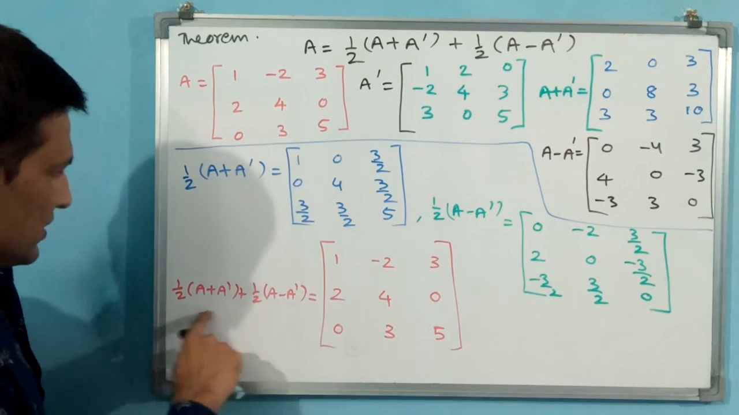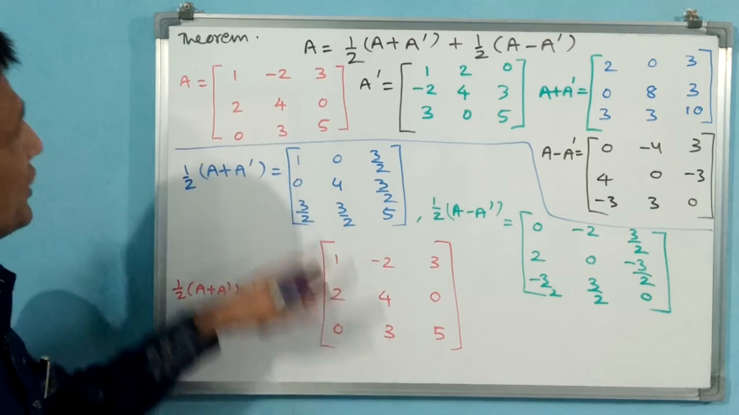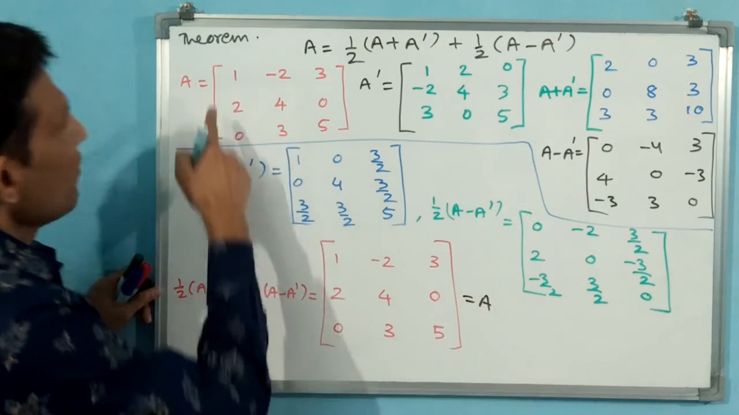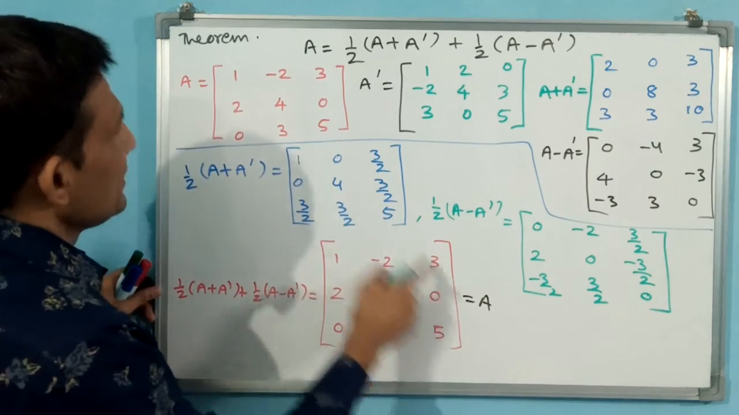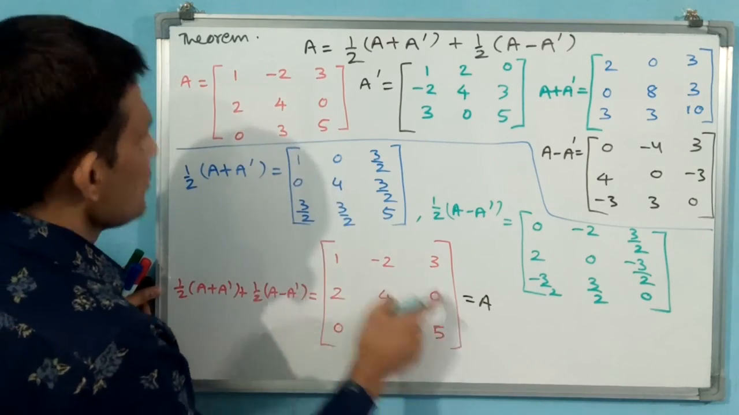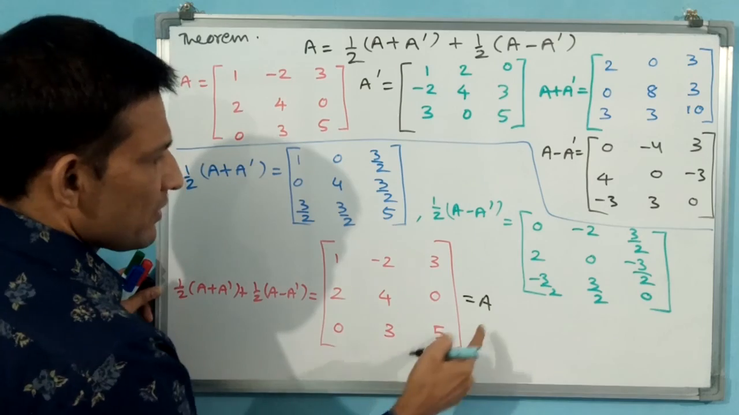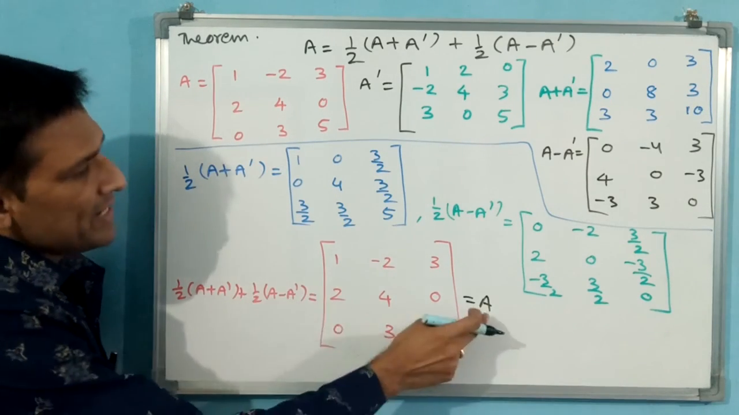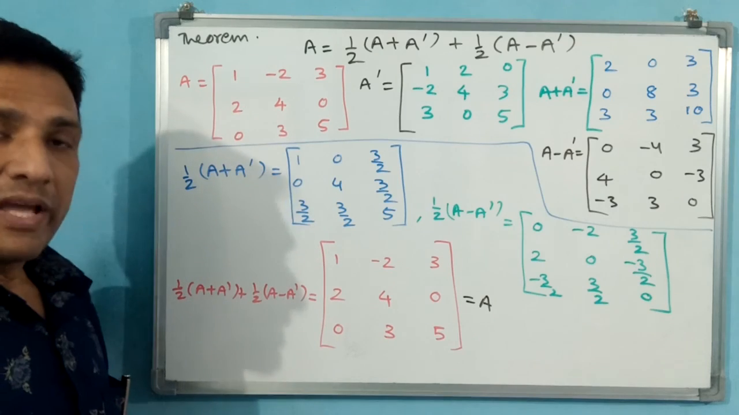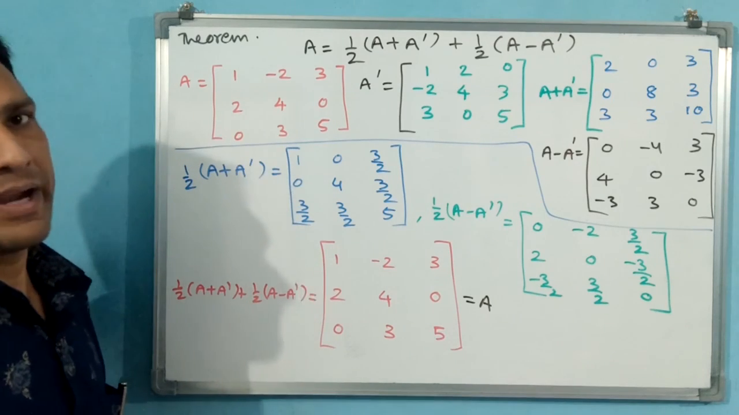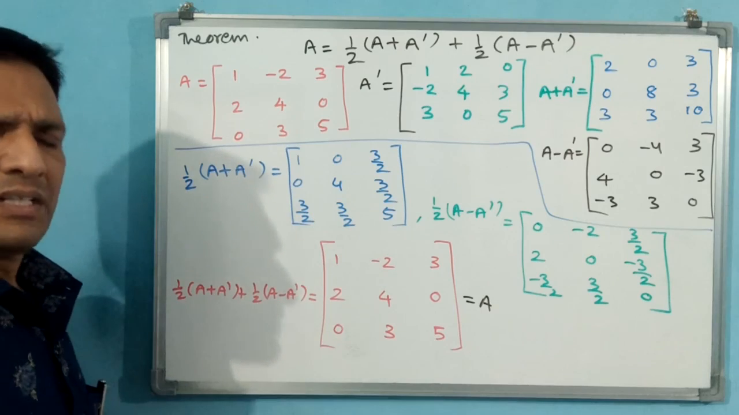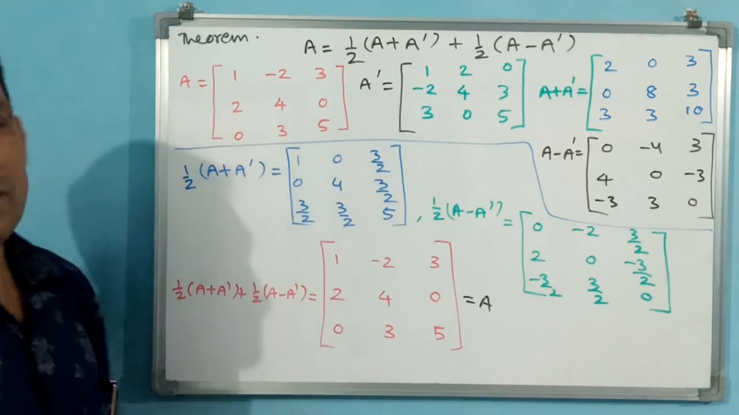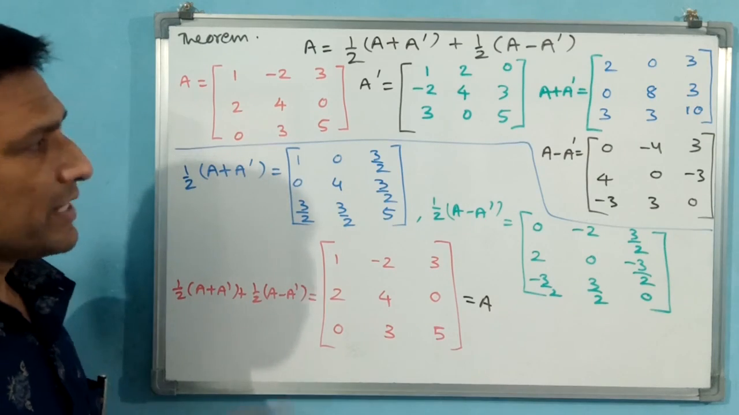Now this is the final result, but this should be equal to A. You see whether it is equal to A or not. 1 minus 2 3, 2 4 0, 0 3 5, same as A. That means, even after doing this entire thing, again A has come. That means the second theorem has been verified. We can say verified. We have not proved it in the standard generalized way. We have taken an example. Second theorem we have verified.